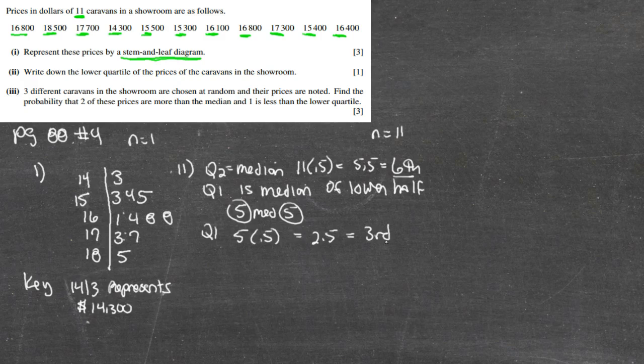So 5 times 0.5 is 2.5. I'm looking for the third piece of data. So that's going to be 15,400. All right, that's my Q1. That's part 2.